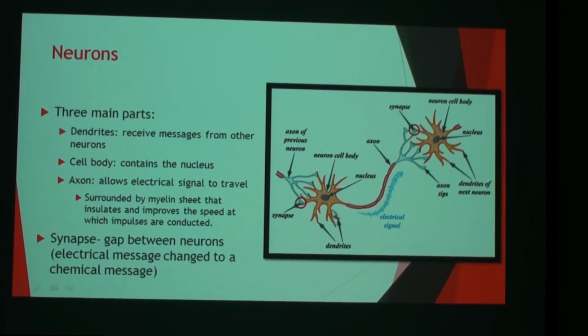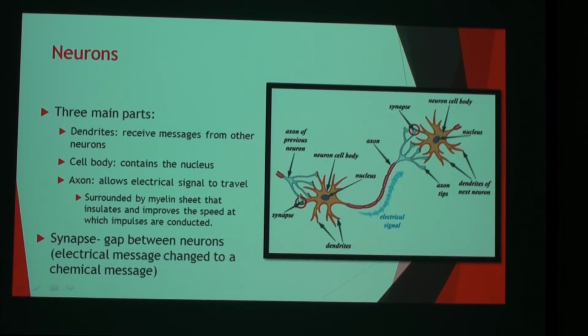Next we have the cell body, which is right here in the center, and this purple circle is the nucleus of the neuron. And then we have the axon. The axon is where the electrical signal travels, and the axon is this part of the neuron in red. The axon is surrounded by a myelin sheath, and the reason is that it insulates and improves the speed of the impulses being conducted.